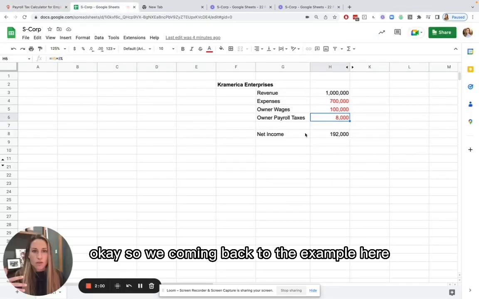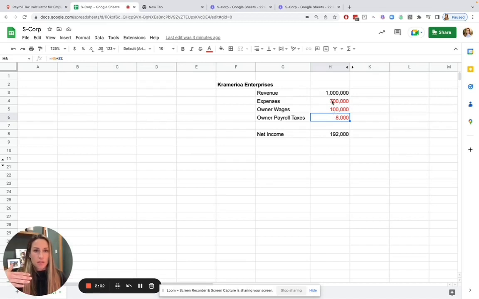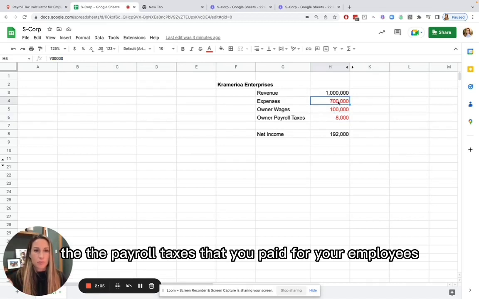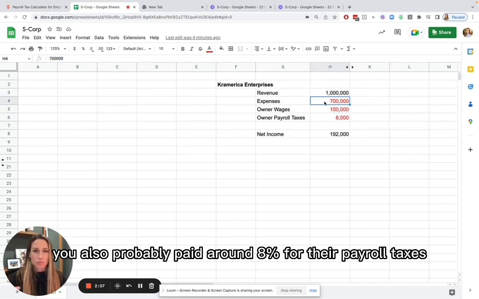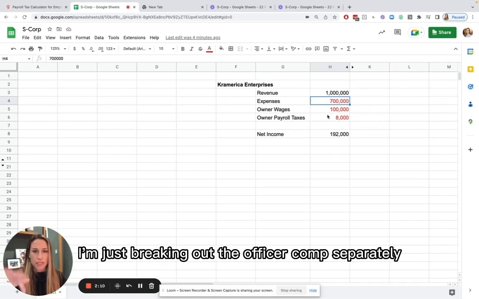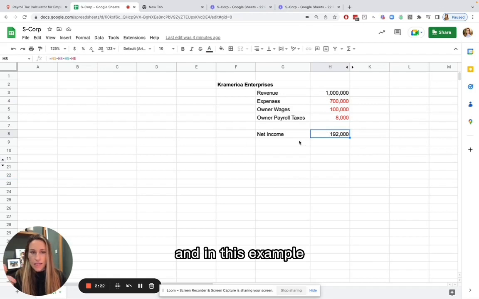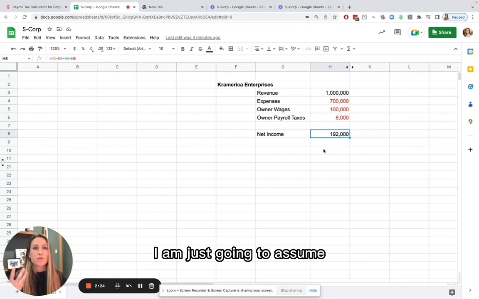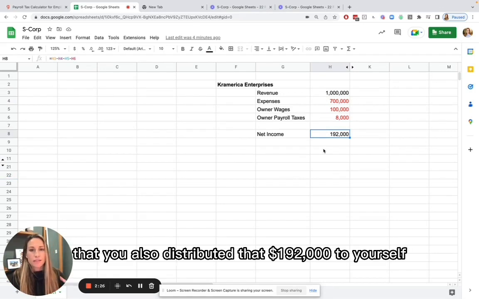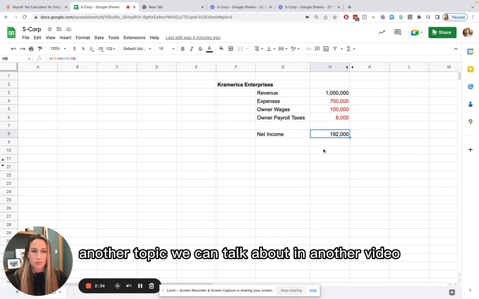Okay, so coming back to the example here, the payroll taxes that you paid for your employees, you also probably paid around 8% for their payroll taxes. I'm just breaking out the officer comp separately. So after all that, net income, $192,000. And in this example, I'm just going to assume that you also distributed that $192,000 to yourself. That's a whole other topic we can talk about in another video.